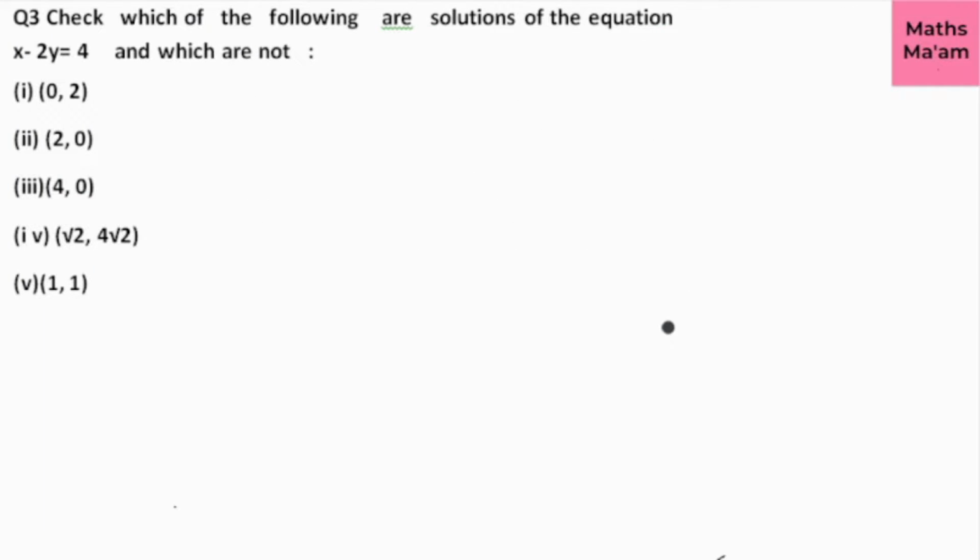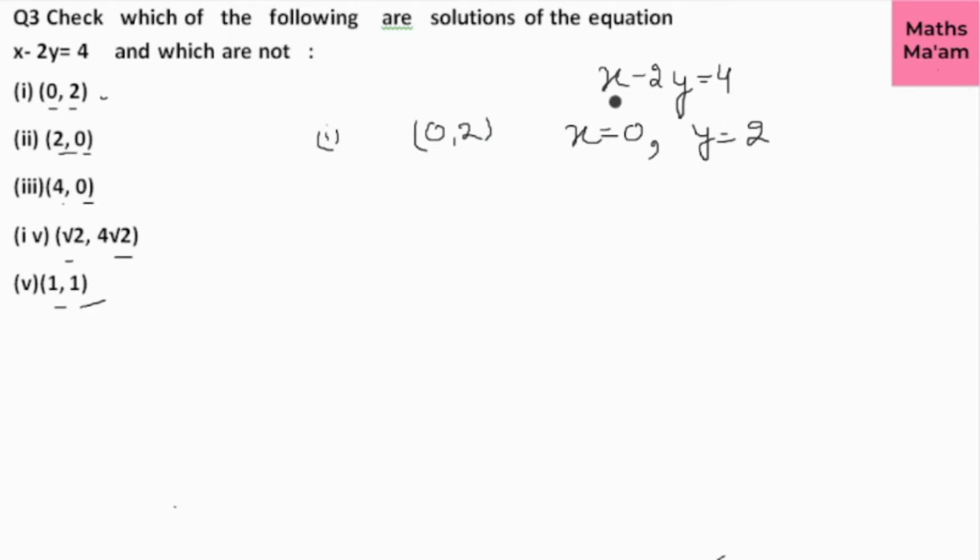Now next question says, check whether which of the following are the solution of the equation. We have equation x minus 2y is equal to 4, and we have different values of x and y, x and y, x and y, right? We have to check which one is the right solution. Okay, so suppose first one is 0 and 2. So here x is 0 and y is 2. Let's try to put this in this equation.